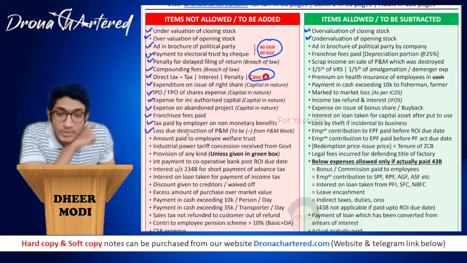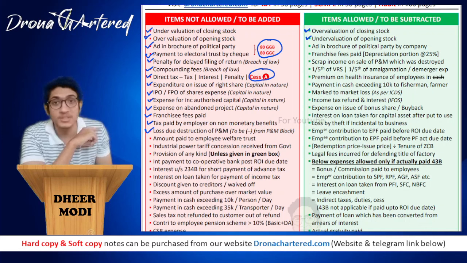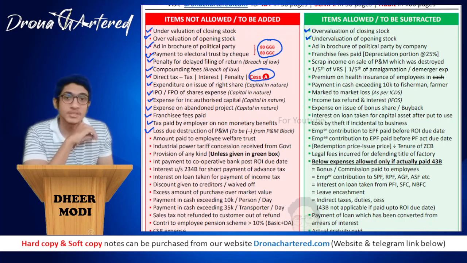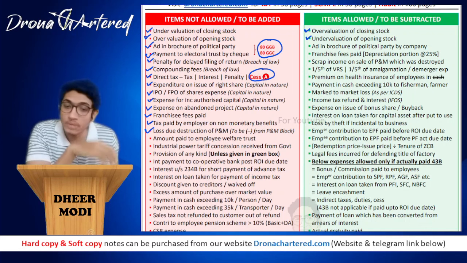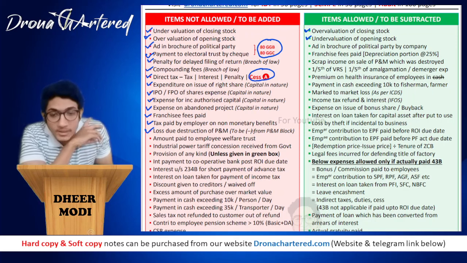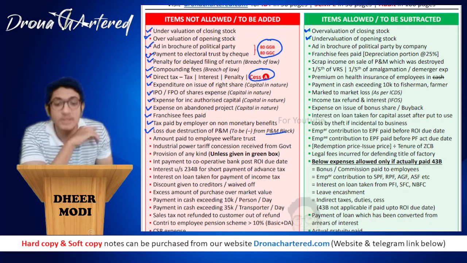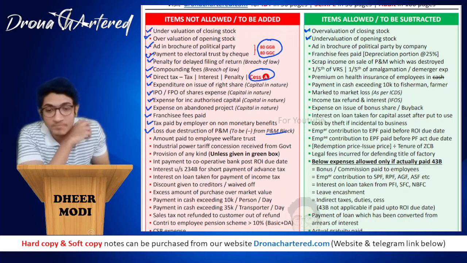Next is loss due to destruction of plant and machinery. Any loss due to destruction of plant and machinery, even though it is your loss, will not be charged to your PGBP income. It will be subtracted from your plant and machinery block. Remember, you will have to subtract this from the block.